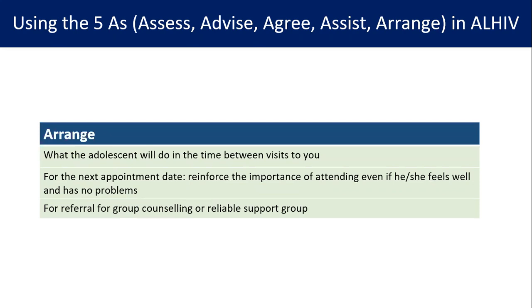And finally, arrange the next appropriate date, reinforce the importance of attending the ART centers, and refer for group counseling sessions or a reliable support group. So these are the things we can arrange for them whenever the adolescent ALHIVs are visiting your center. So these are the 5 A's, and if you use them properly, you can have better follow up of these adolescents, and they will have a positive response towards their life, and they will adhere to the treatment more than 95% each and every time.